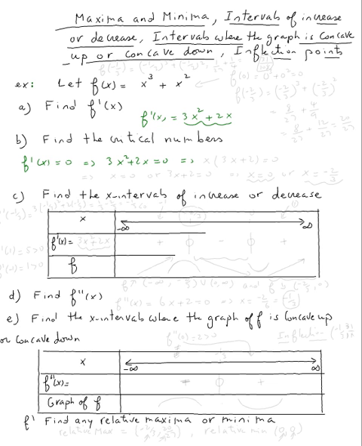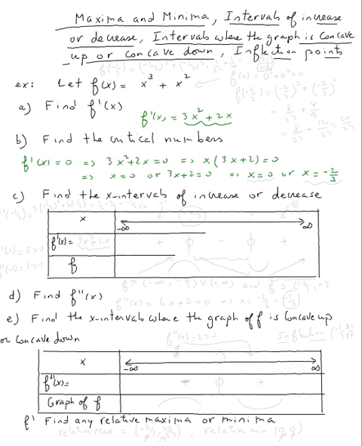So how do we solve that? Pretty easy, just factor the x. If you factor the x, you get x times 3x plus 2 equals 0, which means x is equal to 0, or 3x plus 2 is 0. 3x plus 2 equals 0 means 3x is equal to negative 2, which means x is equal to negative 2/3. So those are my critical numbers.